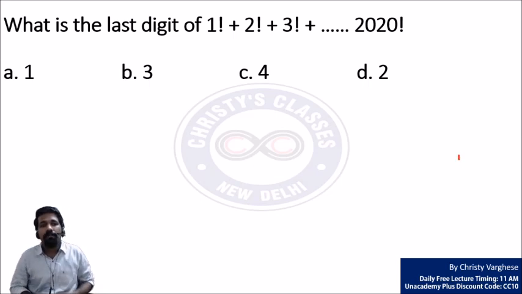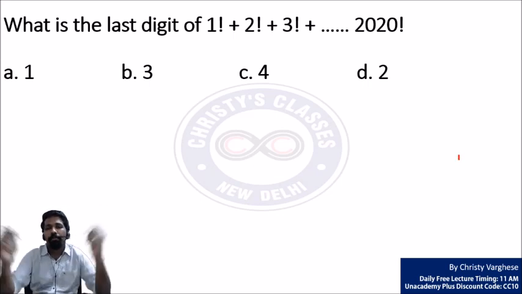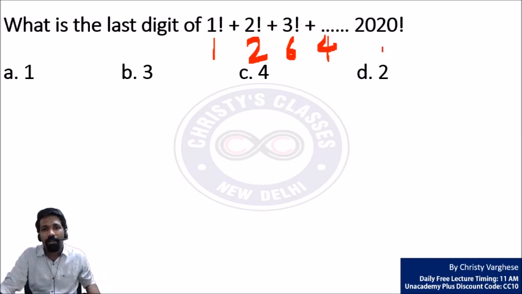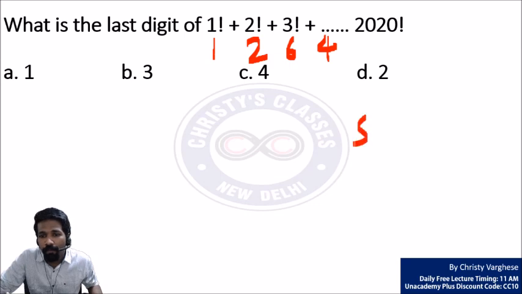What is the last digit of 1 factorial plus 2 factorial plus up to 2020 factorial? 1 factorial is 1, 2 factorial is 2, 3 factorial is 6, last digit is 6, plus 4 factorial is 24, last digit is 4. Now you may be thinking, this much big factorial, how are we going to find it? But understand, from 5 factorial onwards, all the factorials' last digit will be 0 only.